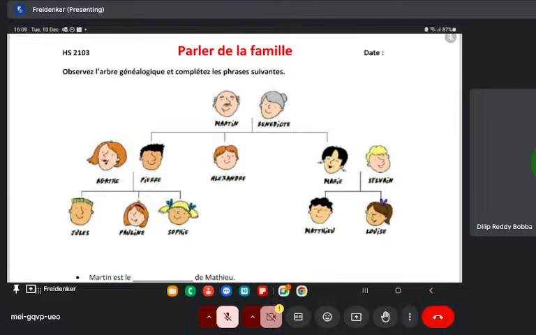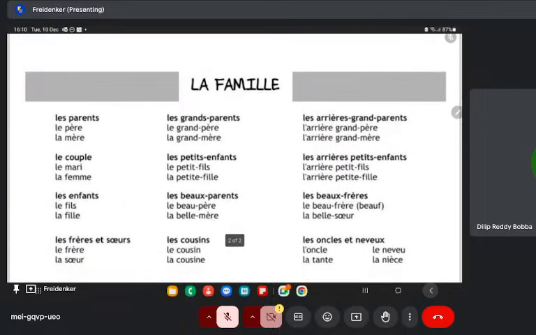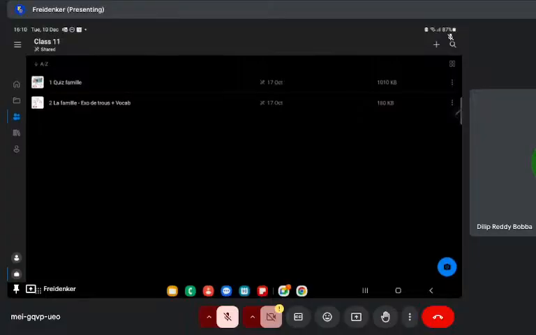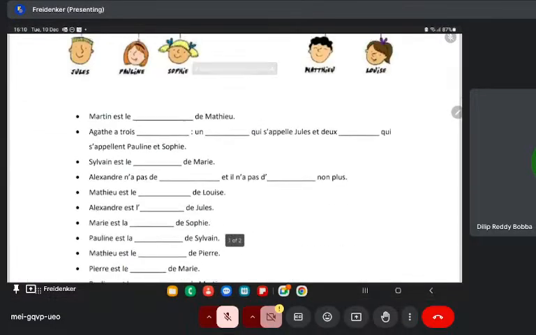Okay, I'll move on to the next worksheet. Here, what do we have? Family. So you have to know the family relations. How will a question come? It will look like this. So for example, let us solve one question at least.